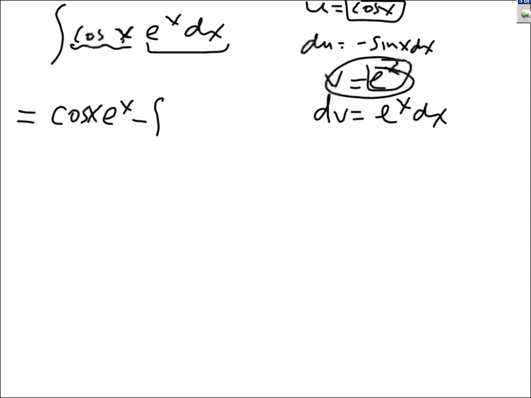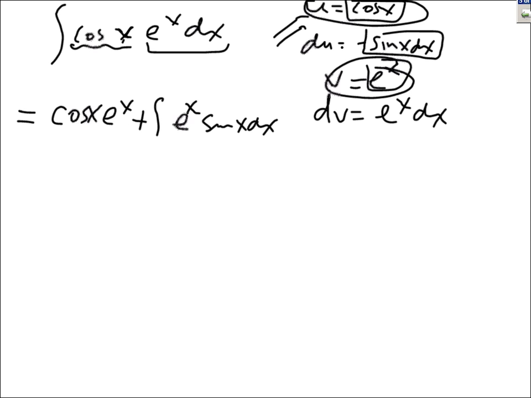v du. That's not du. v du. It's e to the x times negative sine x dx. So the negative will make that negative a positive. Well, we're kind of in the same ball game. I had the integral of e to the x dx times cosine x. Now I have e to the x dx times sine x. Didn't seem to really get anywhere.